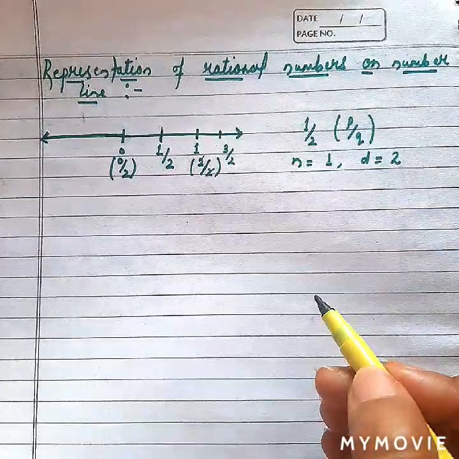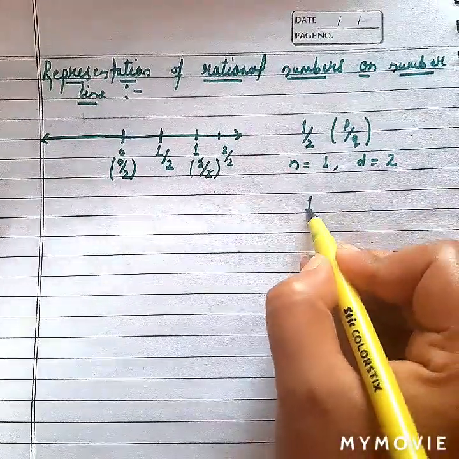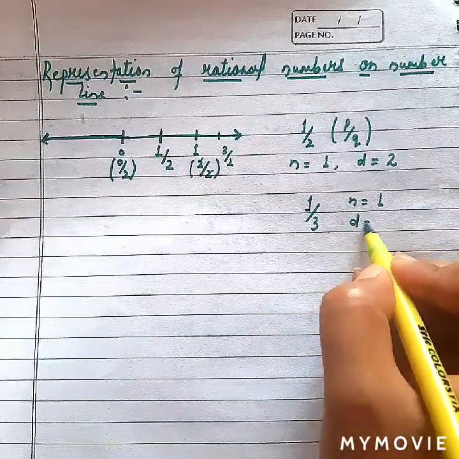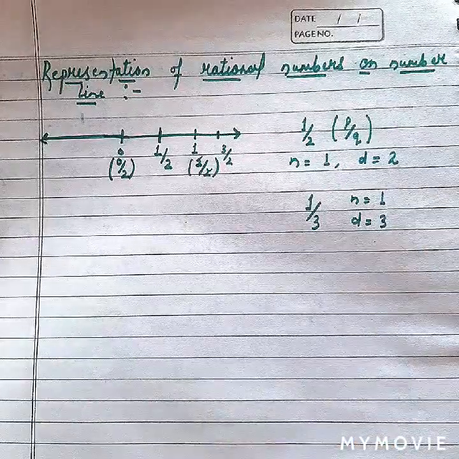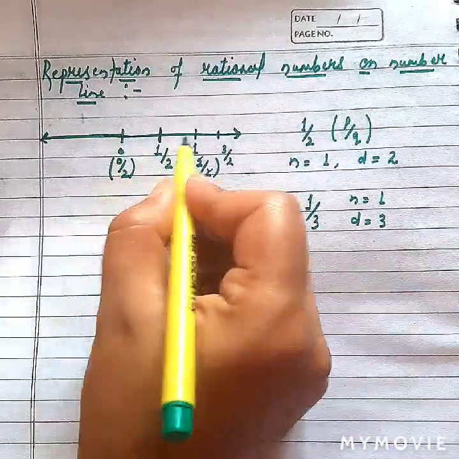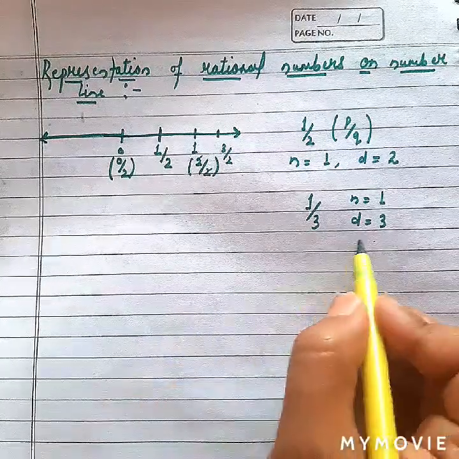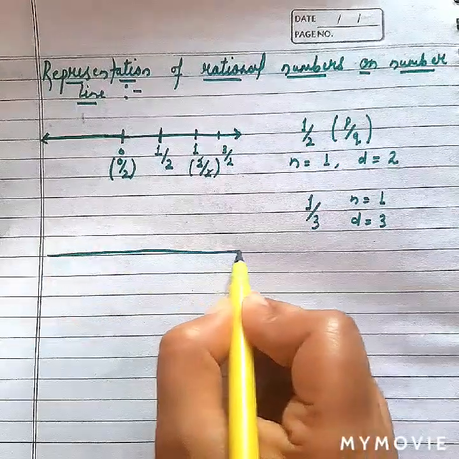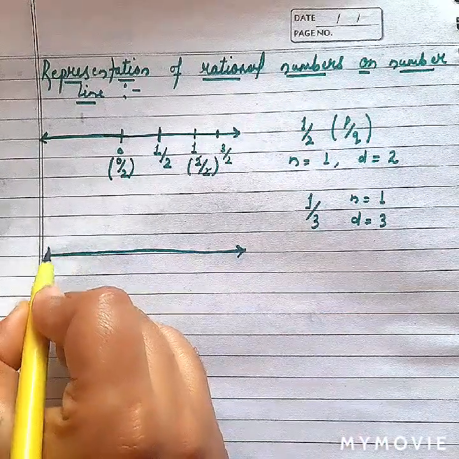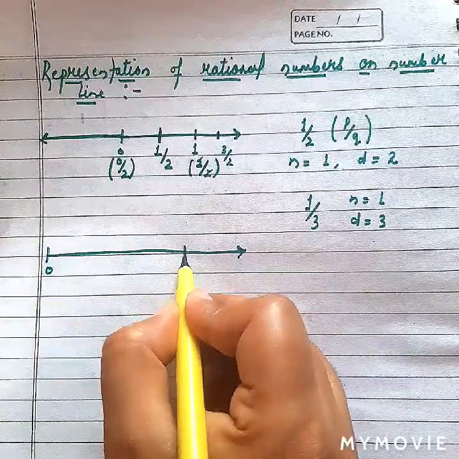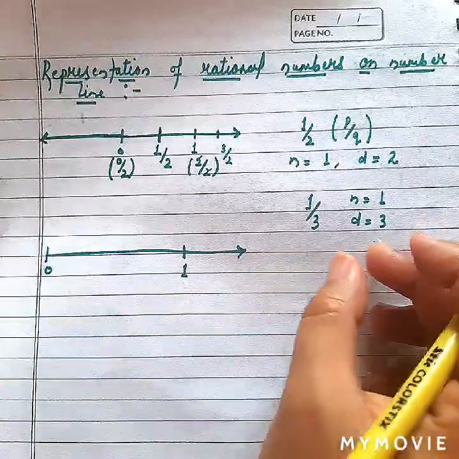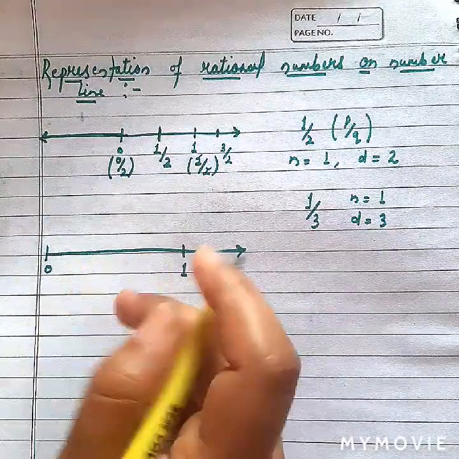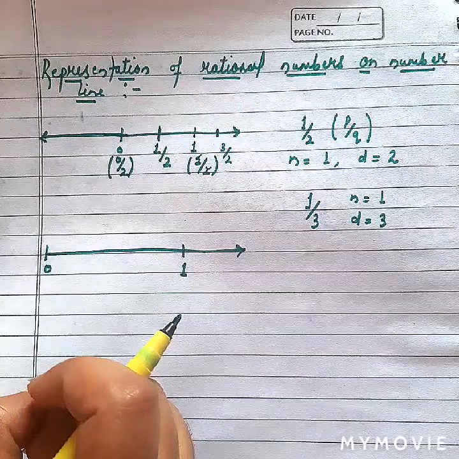In case we have a fraction of the form 1 by 3, here the numerator is equal to 1 and the denominator is equal to 3. So what does it mean? It means that we will divide that unit value into 3 parts. So in the same way, I want to consider 0 over here. So let us say I have 1 here. In order to represent this fraction, we need to divide this unit value into 3 parts.